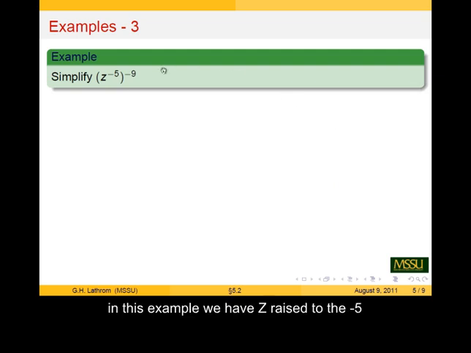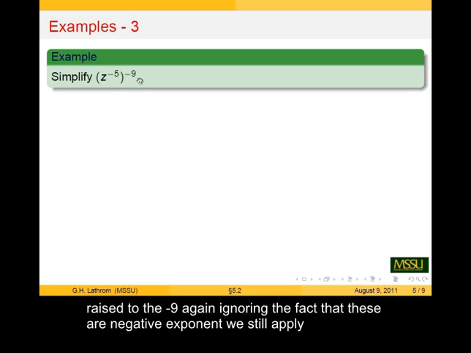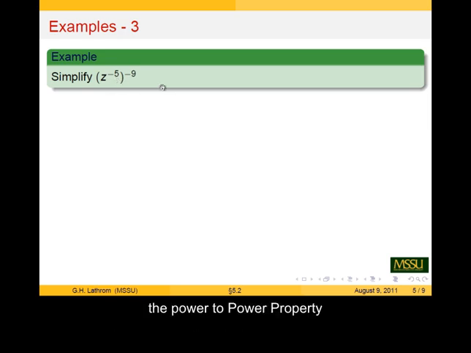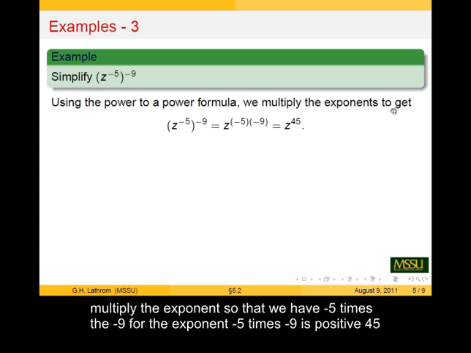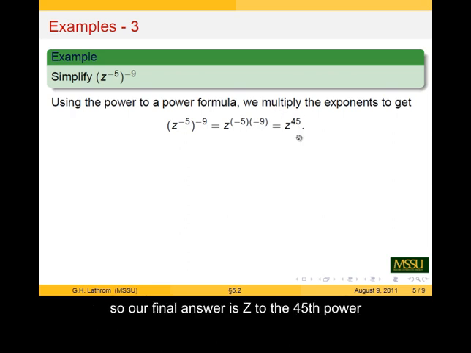In this example, we have z raised to the negative 5 raised to the negative 9. Again, ignoring the fact that these are even negative exponents, we still apply the power to a power property. Using the power to a power formula, we know that we multiply the exponents, so that we have negative 5 times a negative 9 for the exponent. Well, negative 5 times negative 9 is positive 45. So our final answer, z to the 45th power.